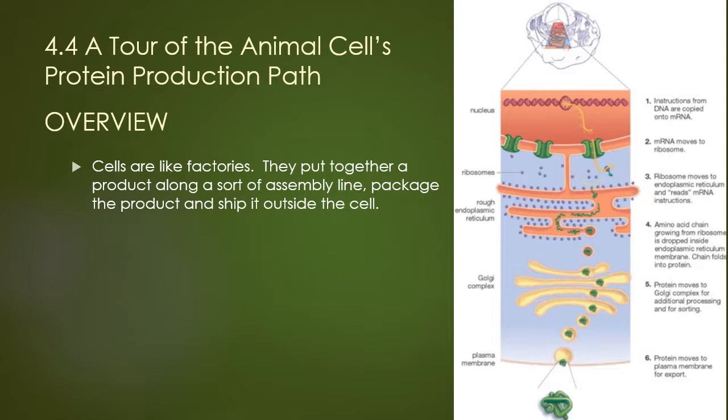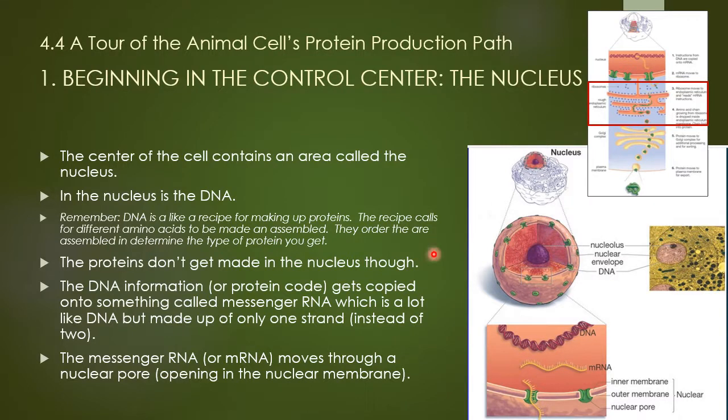But just to give you a general idea, cells are a lot like a factory. They put together a product, which is proteins, along a sort of assembly line. They package that product, those proteins, and then they ship it out of the cell. Let's start breaking down this process of how proteins get made.